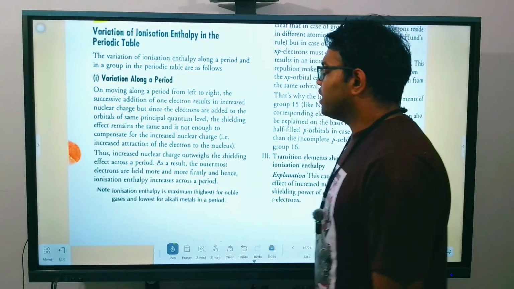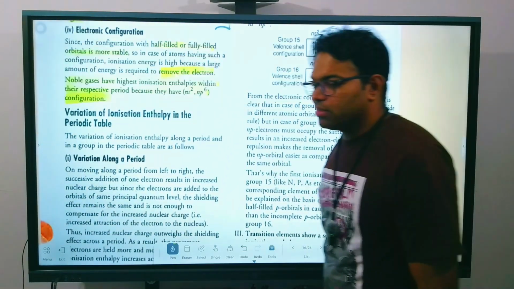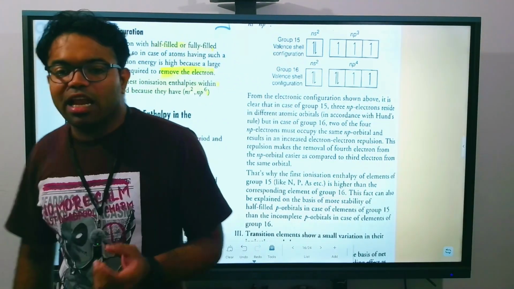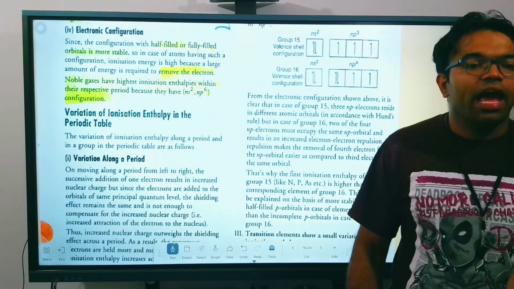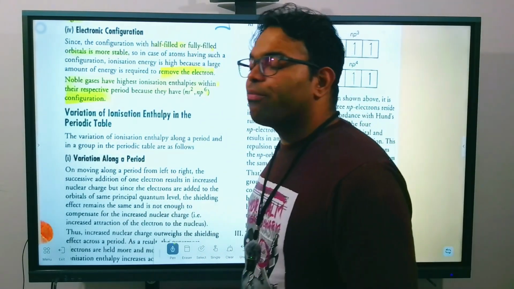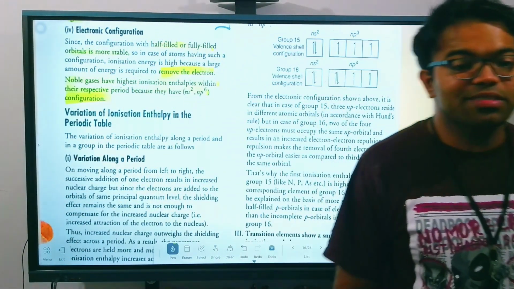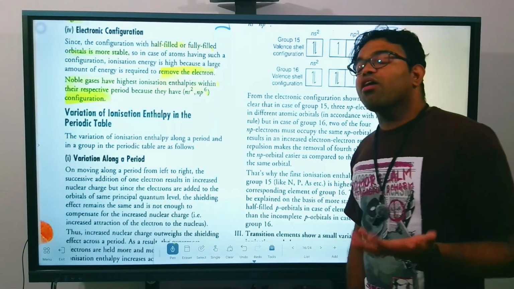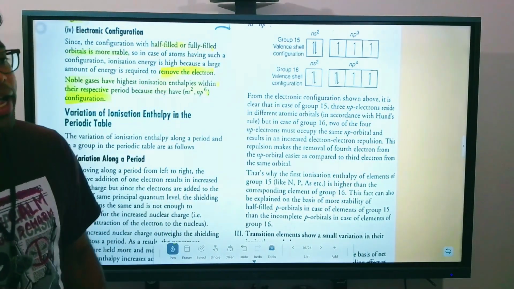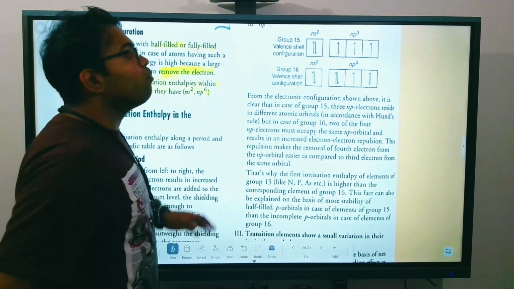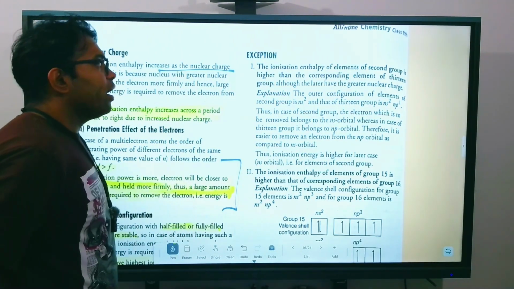So, ionization enthalpy is maximum for noble gases and lowest for alkali metals. Because their ionization enthalpy is so low, alkali metals can easily lose an electron and thus ionize themselves and form compounds. That is why they are the most reactive elements in the whole periodic table. Because of their lower ionization enthalpy, they are the most reactive species in the periodic table. Okay, now exceptions.